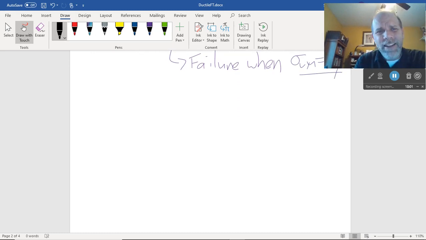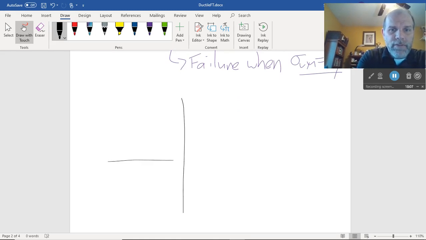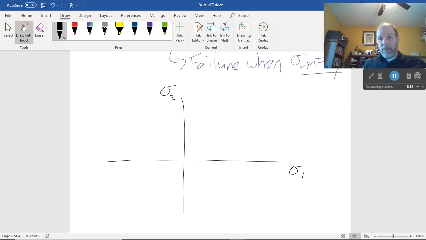What I'm going to do here is make a little plane. This plane is going to have axes of the two in-plane principal stresses. And what we find, first of all, is that the maximum shear stress theory, I can draw this kite shape.